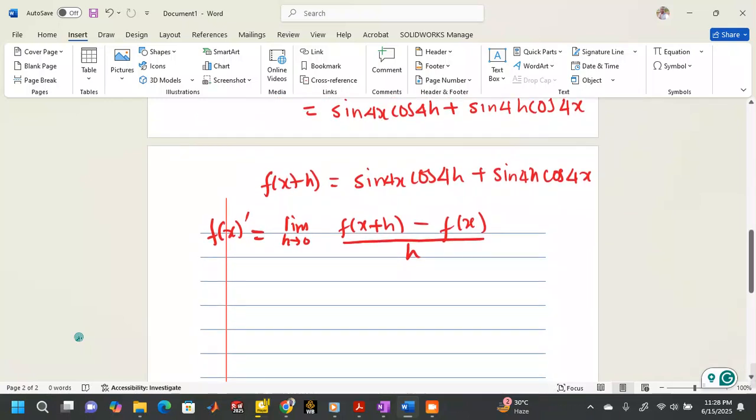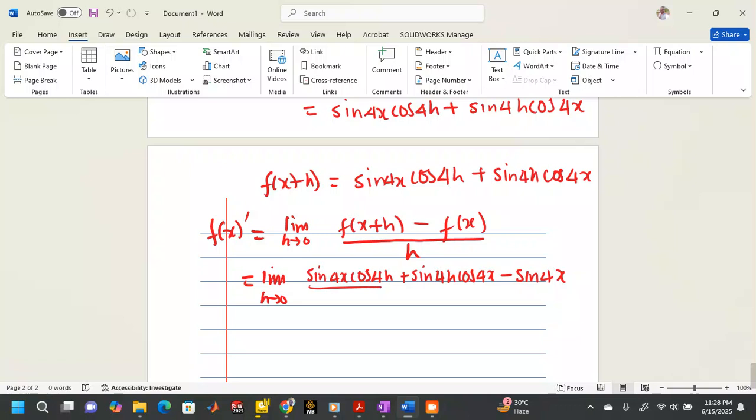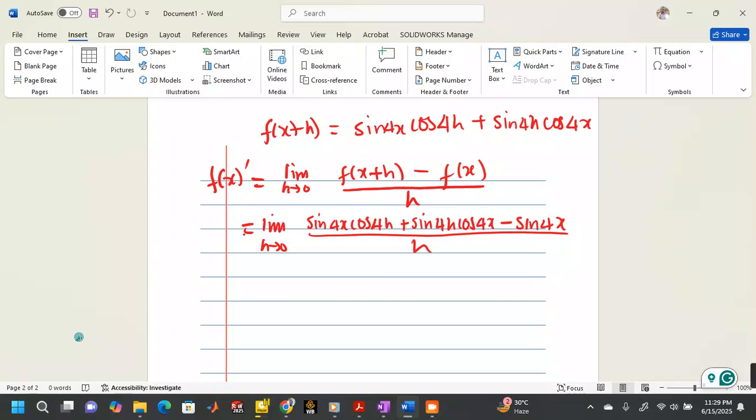So we continue. This equals the limit as h approaches 0 of f(x+h), which is sine 4x cos 4h plus sine 4h cos 4x, minus f(x), which is sine 4x. We divide everything by h. I'll continue solving.